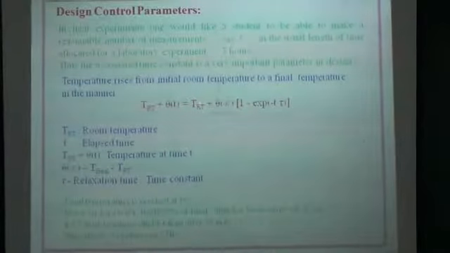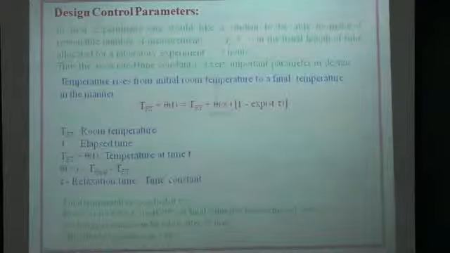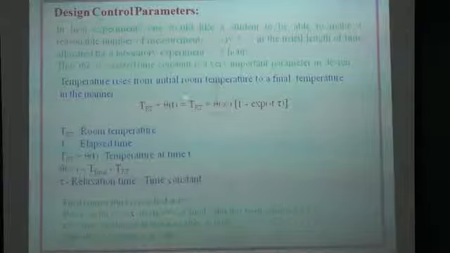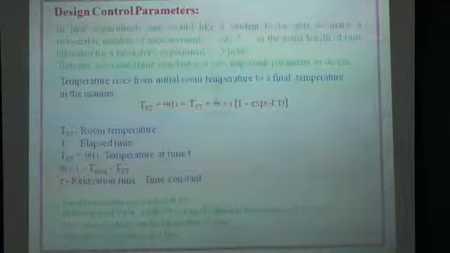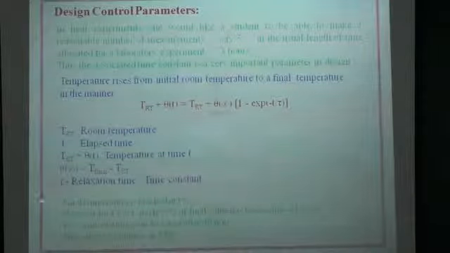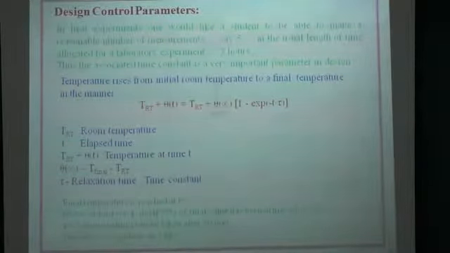So I am writing right now a similar equation: if you start heating a sample, the temperature will rise like this. Here t is the time and tau is the relaxation time or the time constant.